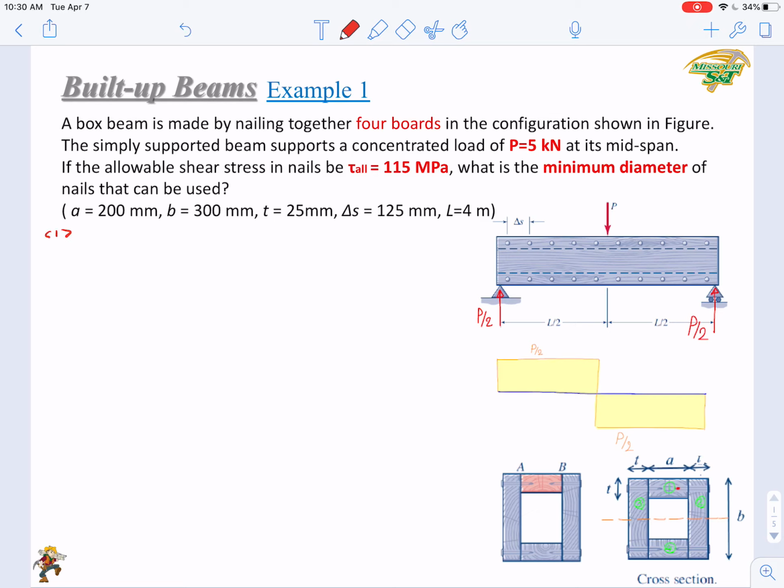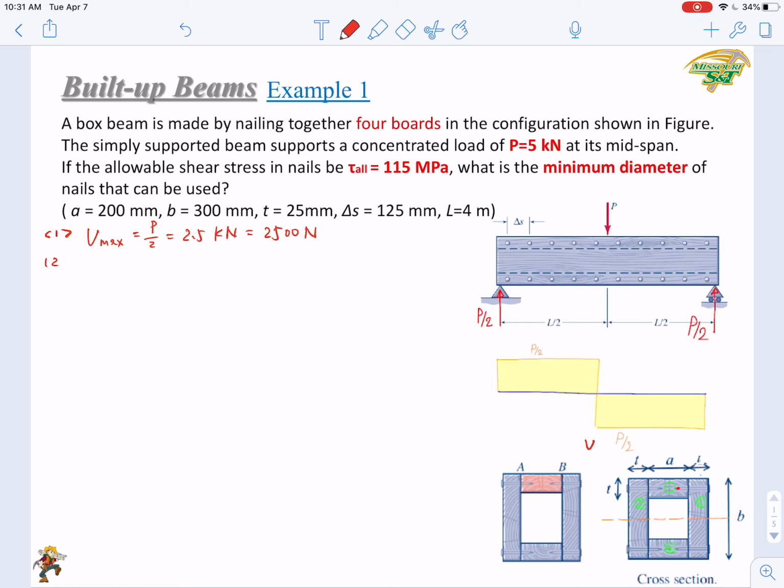we just find the maximum shear force, the V max. Okay, we have done the V diagram here, so the maximum V value will be half P. Right, this is 2.5 kilonewton or 2,500 Newton.